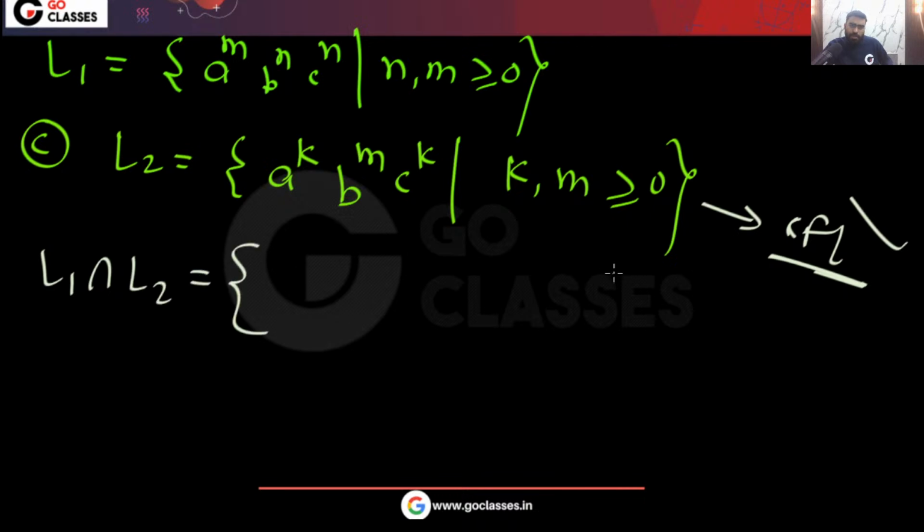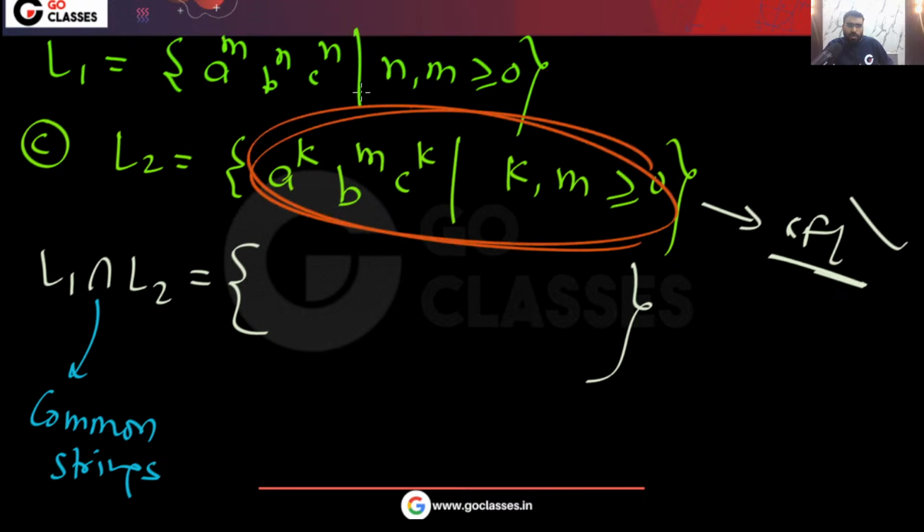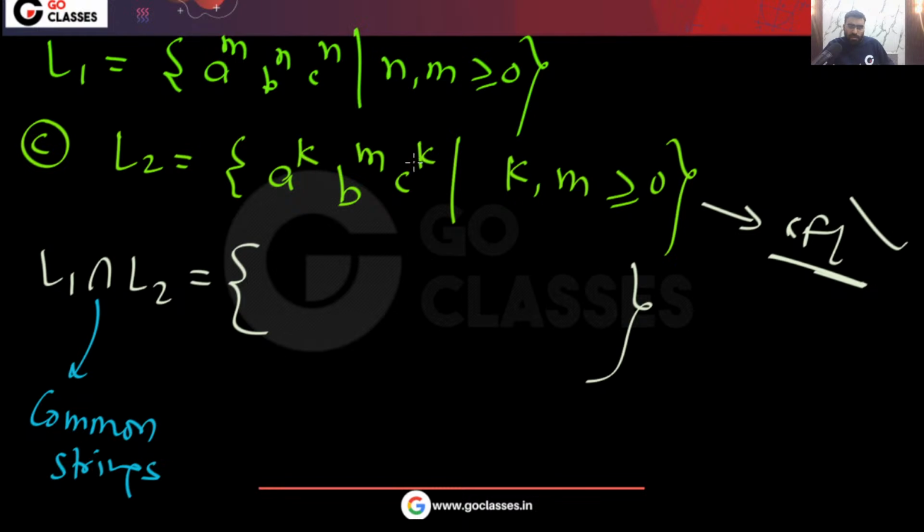L1 intersection L2. The common strings. Remember, intersection means common strings. Just find out which strings are common in these two, which strings will belong to L1 and L2. So you can see, if some string belongs to L1, then the number of B must be equal to the number of C. If some string belongs to L2, then the number of A must be equal to the number of C.